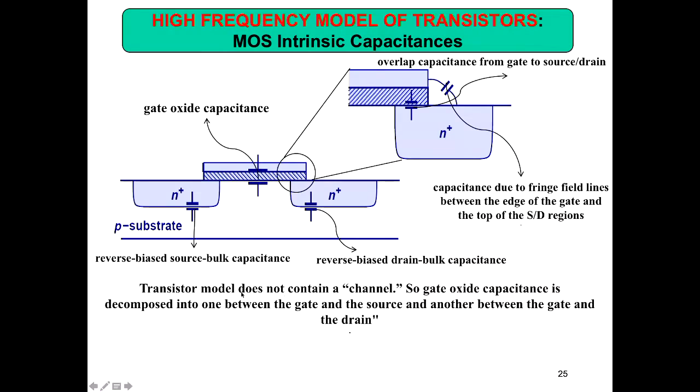The transistor model does not contain a channel, so the problem is how will you take these capacitors into account? Our aim is that you have these capacitors, but you also have a transistor symbol. How do you put these capacitors around that symbol? In order to get the high frequency model, we need these capacitors, but then we somehow need to represent them.